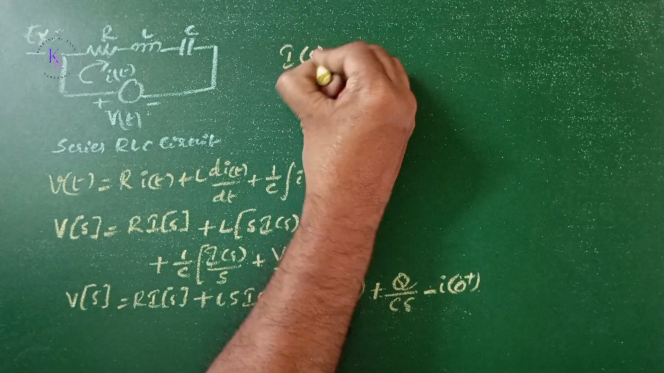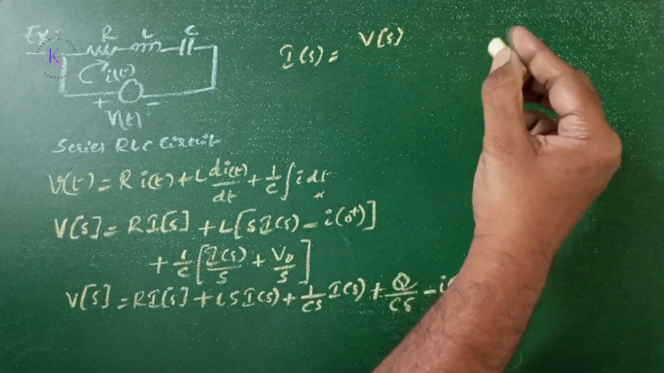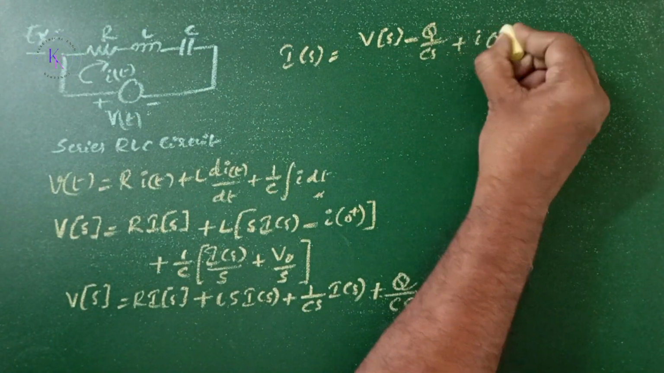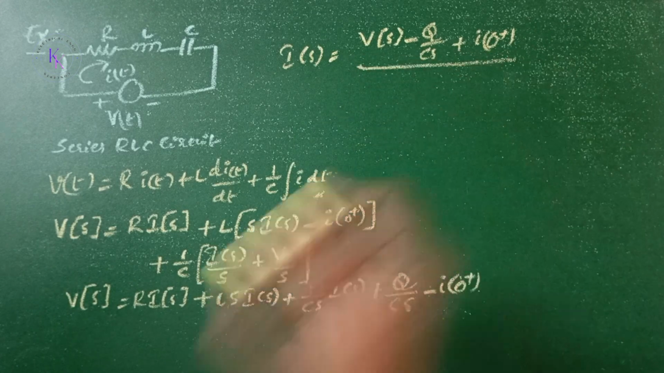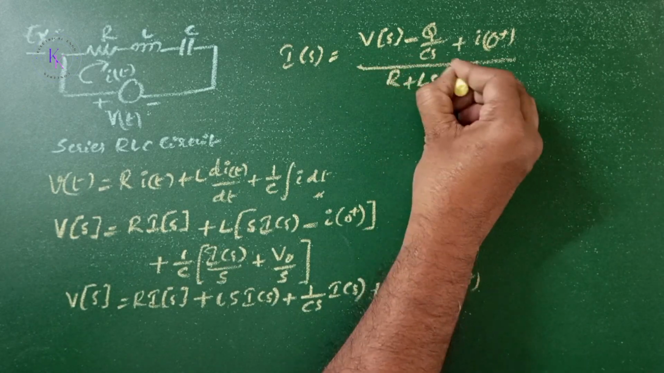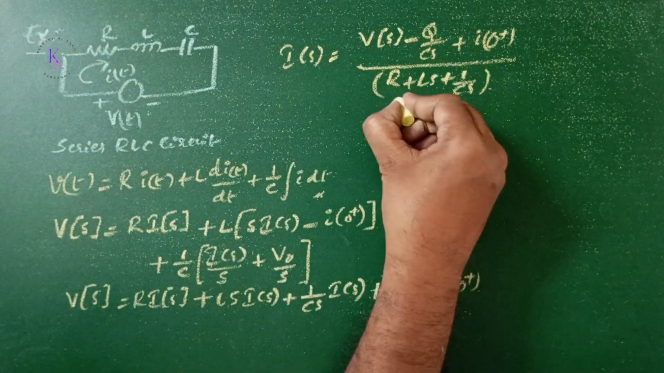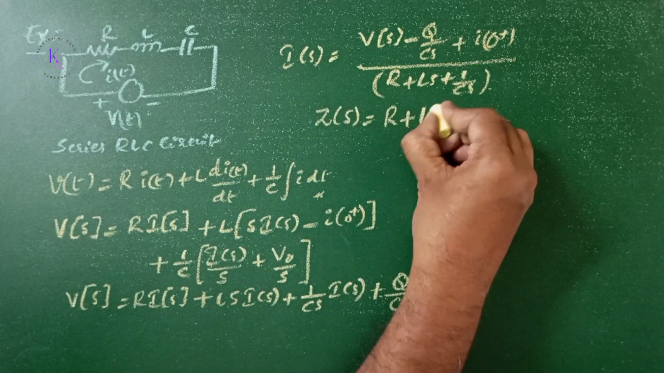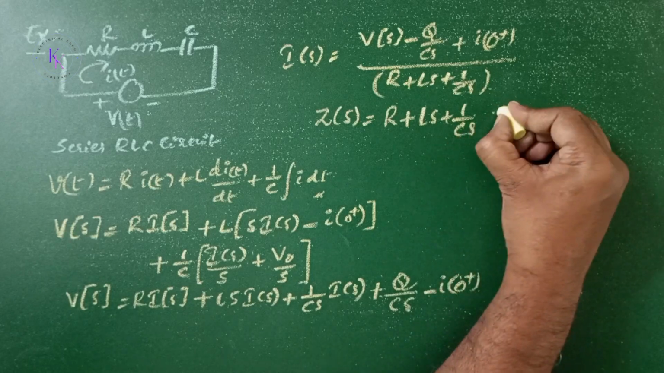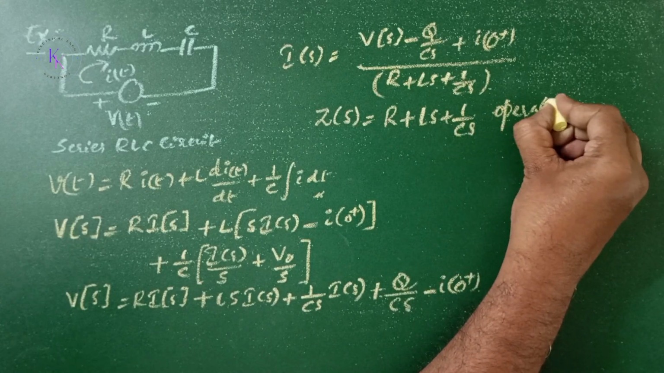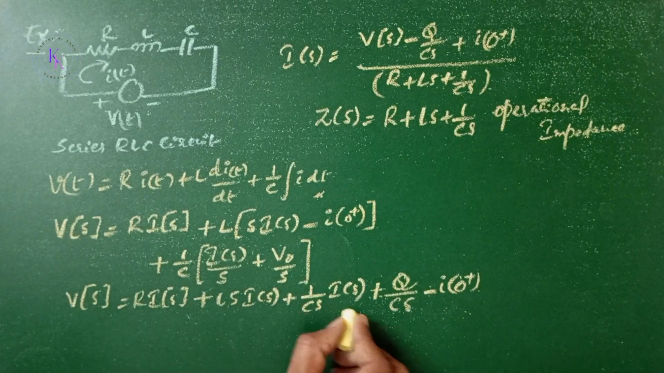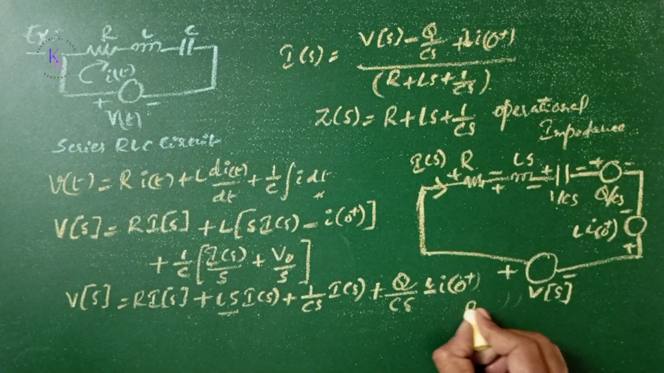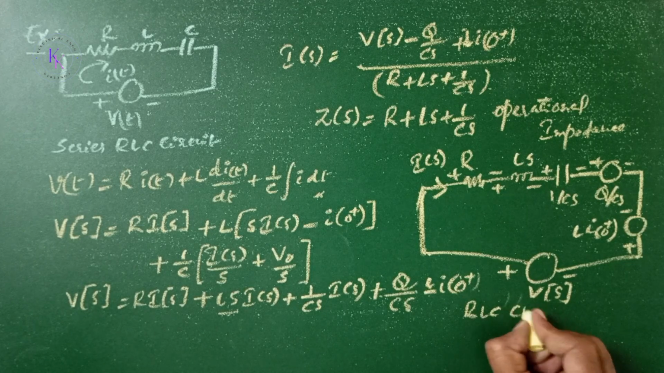The I of s is given by V of s minus Q by Cs plus I at 0, divided by R plus Ls plus 1 by Cs. And here Z of s is the impedance given in s-domain. R plus Ls plus 1 by Cs is known as the operational impedance. Now, from this equation, you can draw the circuit in s-domain. This is the RLC circuit in s-domain.